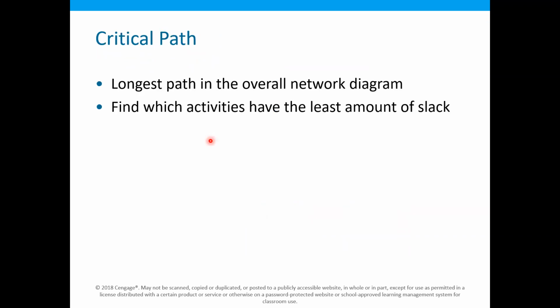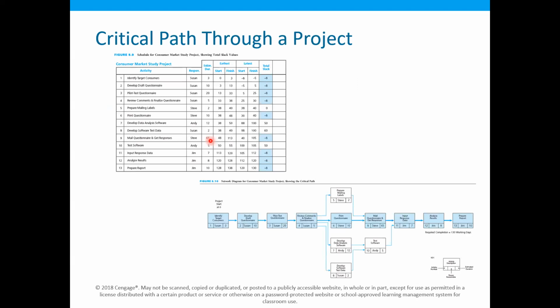So the critical path is the longest path in the overall network diagram. How can we find it? We can find it by those activities which have the least amount of slack. In this present project, we found that this was the critical path that we have just identified: 1, 2, 3, 4, 6, 9, 11, 12, and 13. That path had the least slack, -8.